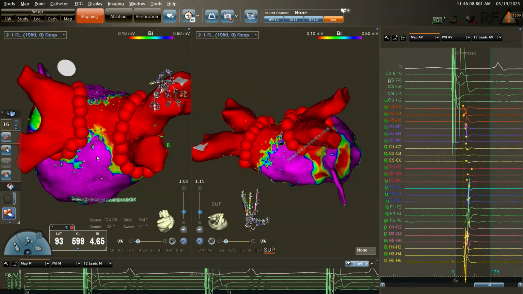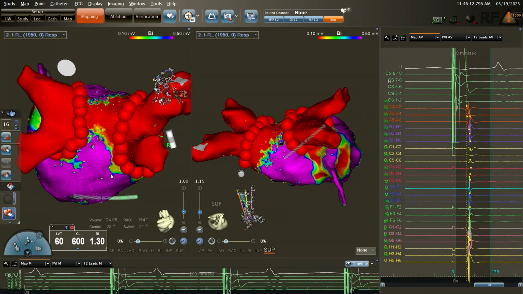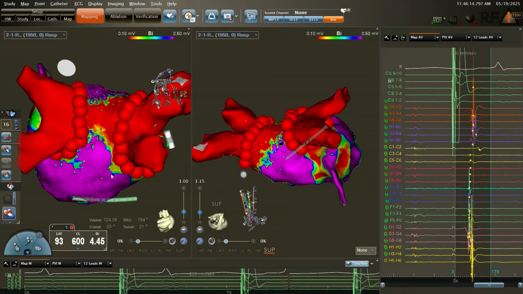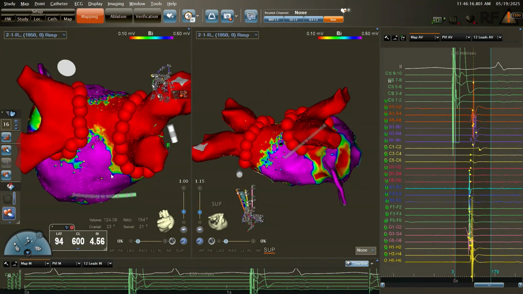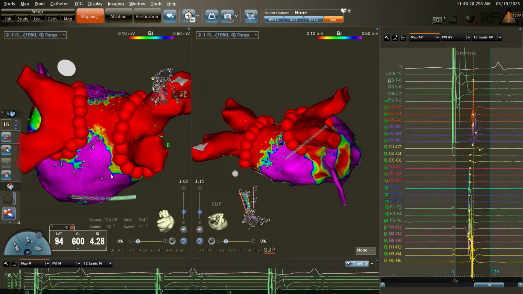I saw this a few times with different technology, but if you wait like 10 minutes and then you remap, it usually comes back. Yeah, really functional or stunning, whatever you call it. Right.